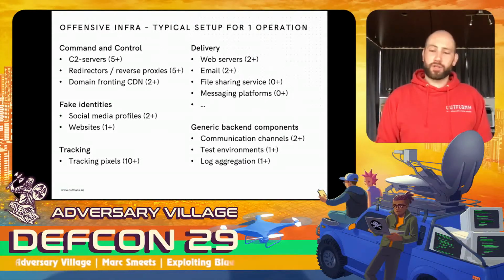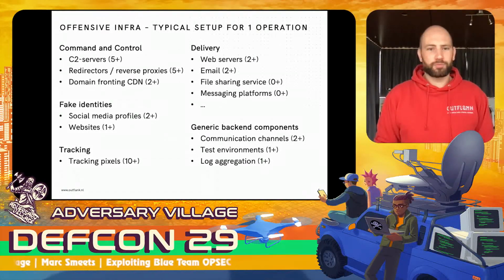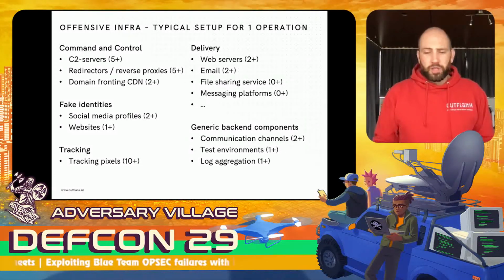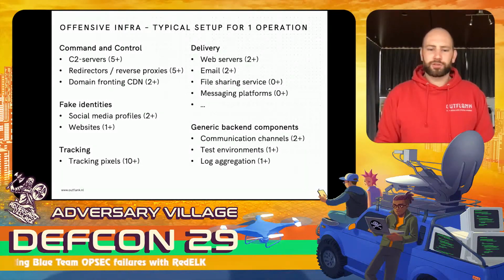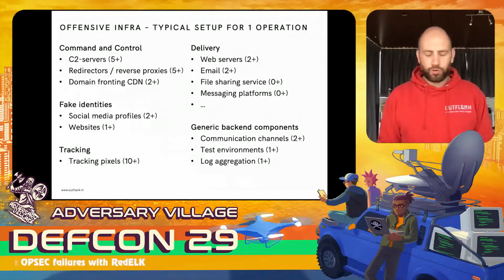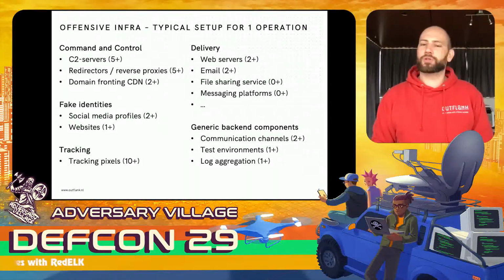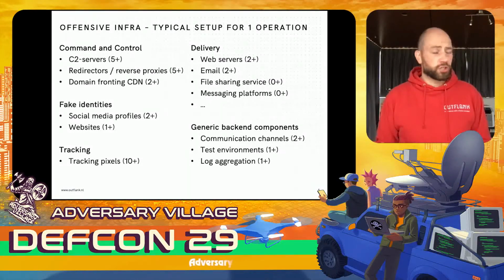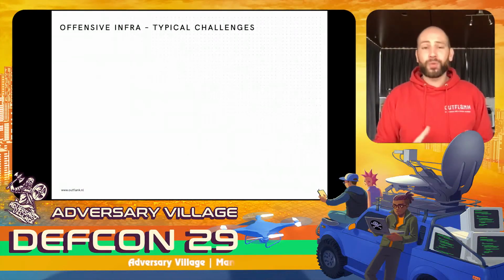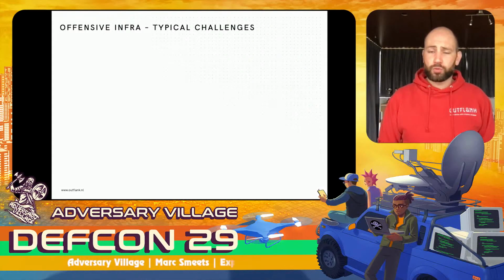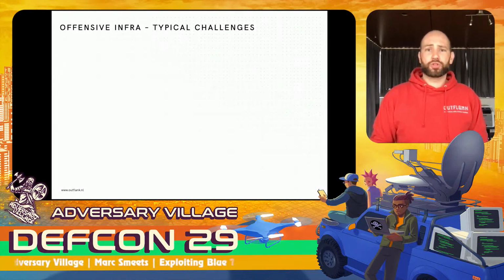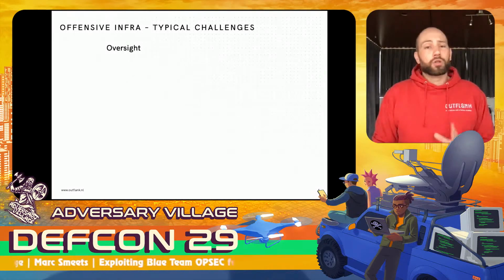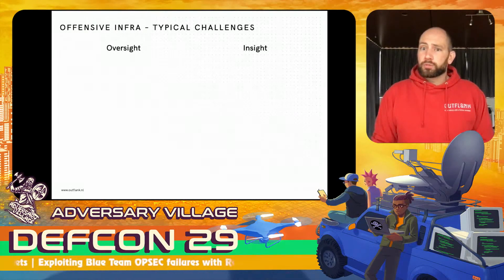And even if you have multiple operations at the same time, which many red team firms actually do, to keep track of that infrastructure is actually becoming challenging. It's not something that cannot be solved, but it's becoming challenging. So, when we look at our offensive infrastructure, we have 2 main typical challenges. One being oversight, the other one being insight.